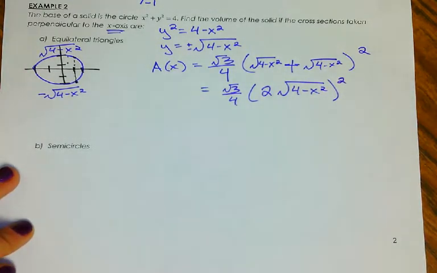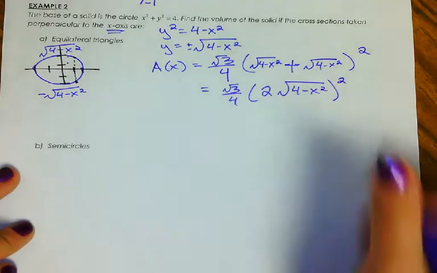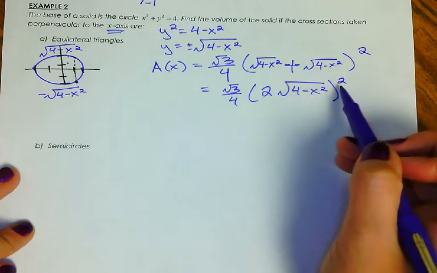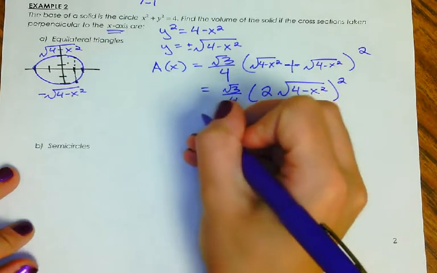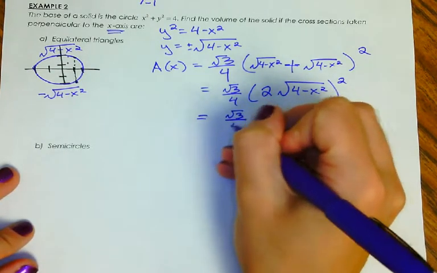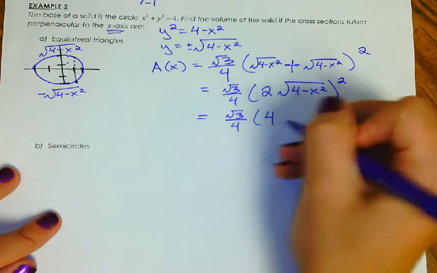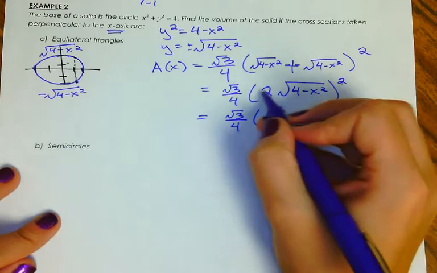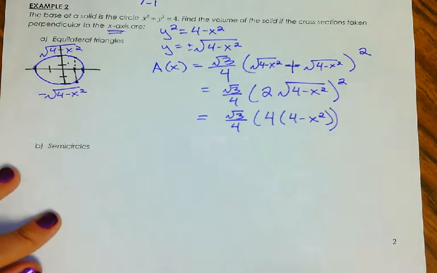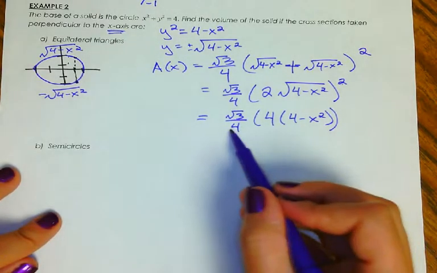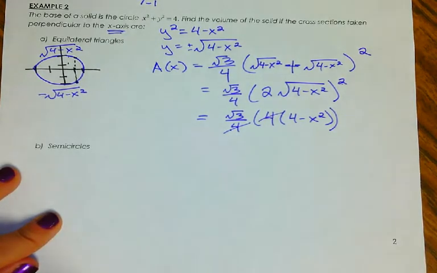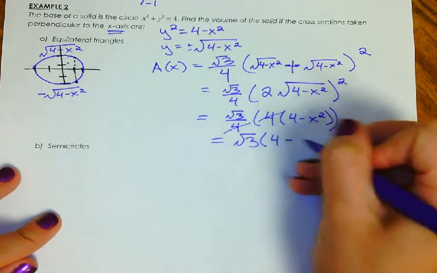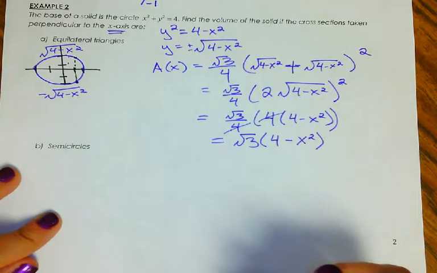And that's squared. Now be very careful on your algebra here. Remember, when this is the quantity squared, each piece is squared. So that's equivalent to 4 times (4 minus x squared), because the square and square root kill each other, but the squared has to go on the 2 as well. So watch your algebra there. Then this 4 and this 4 kill each other off. So really, my area is represented by radical 3 times 4 minus x squared.